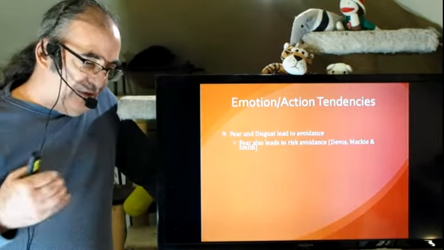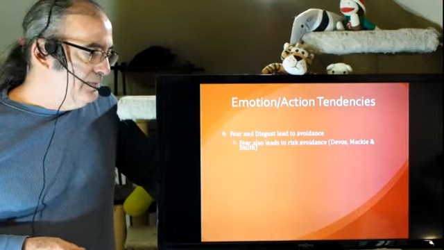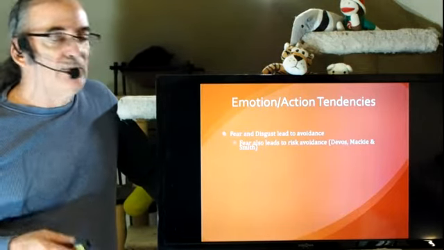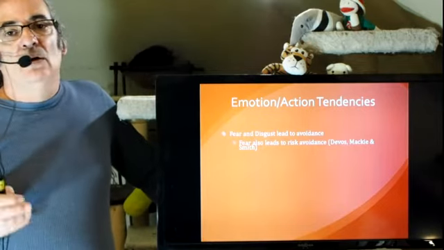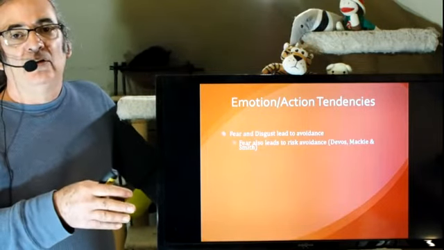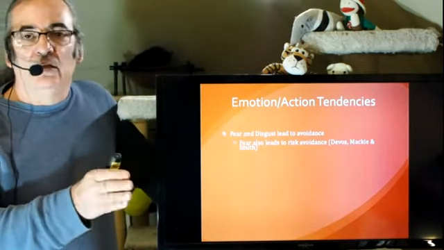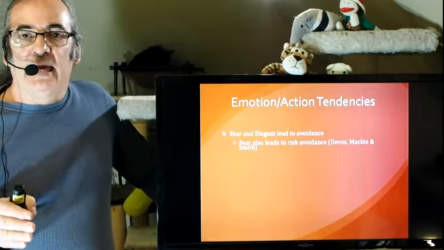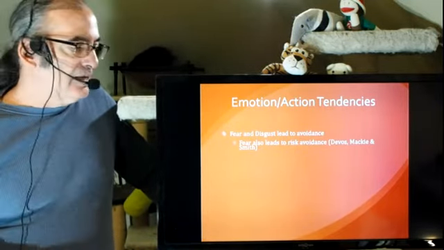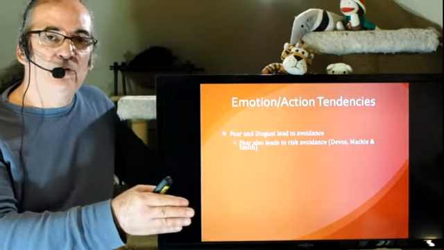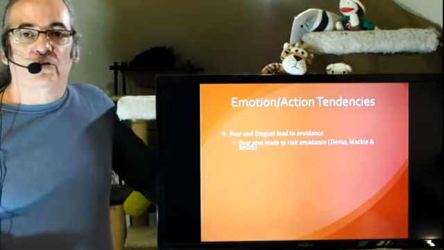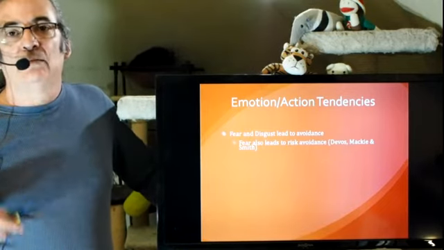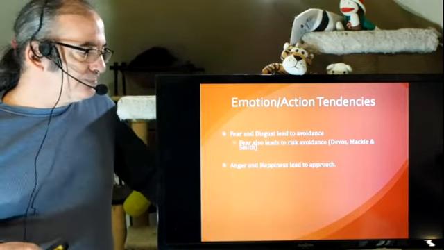And we see then that fear leads to risk avoidance. And Davos, Mackey, and Smith have demonstrated this through several experimental paradigms. Often they'll prime people with fear or anger and then give them a gambling task and watch how they perform in the gambling task. And we see that people who've been primed with fear in a separate experiment then become more risk averse. So they stop gambling more quickly when they're losing.